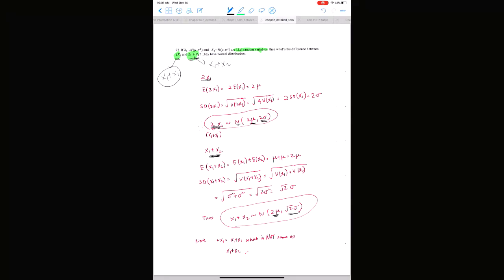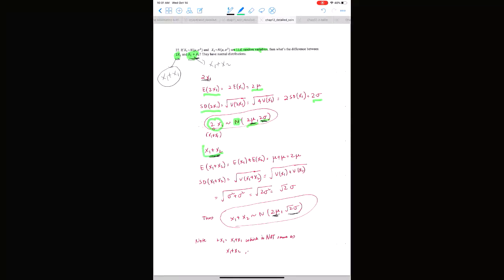Let us see why. 2x1 is a linear combination of x1, so it shall have a normal distribution. So the first question that you shall ask me is, why is 2x1 normally distributed? The answer to that question is because it's a linear combination of normal. x1 was normal, 2x1 is a linear combination of normal, therefore it has a normal distribution. Now, what shall be the mean and what shall be the variance? That shall be the mean and the variance of this random variable, which I have calculated here. Mean is here, standard deviation is here, and I plug in the two numbers here.